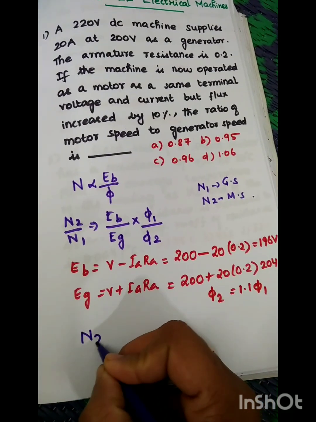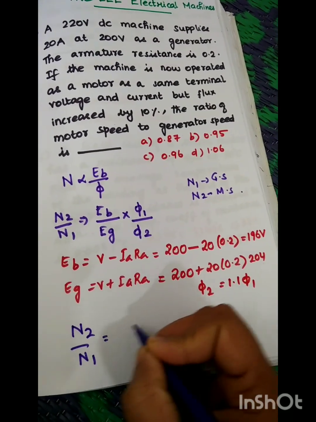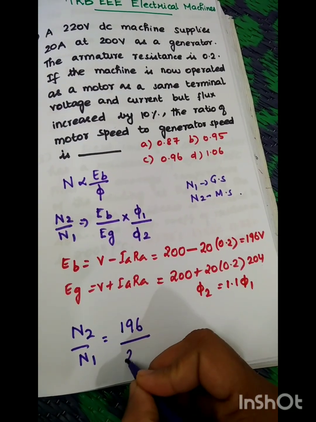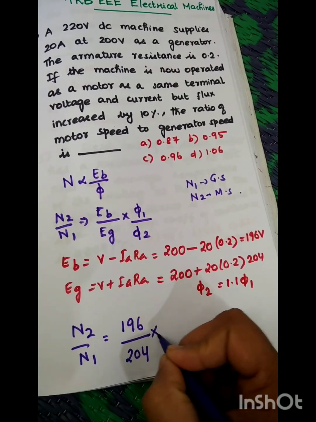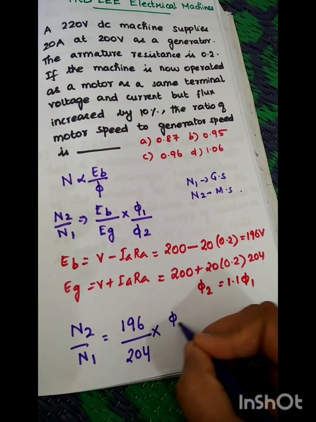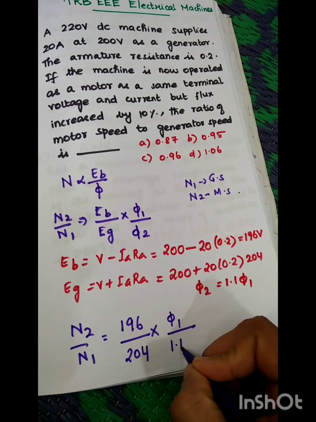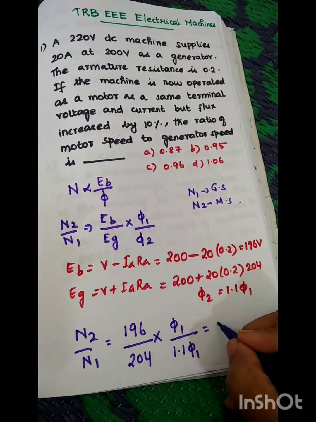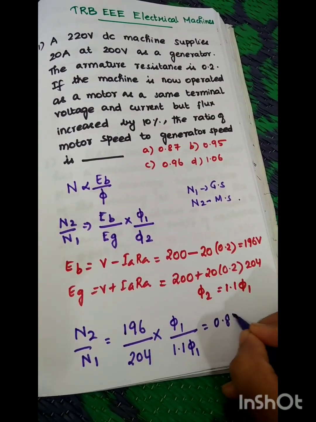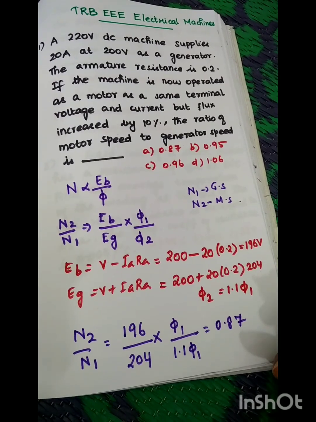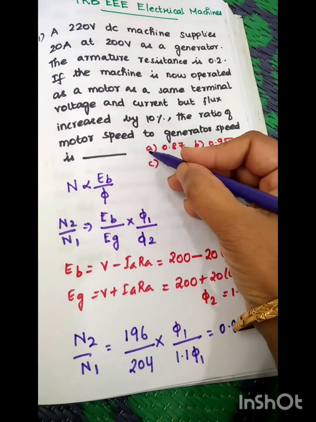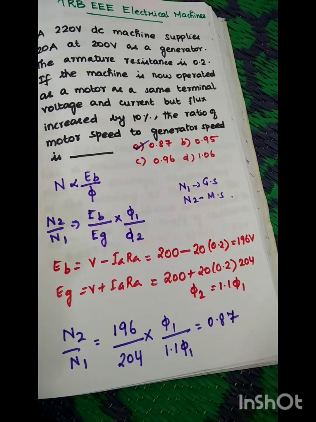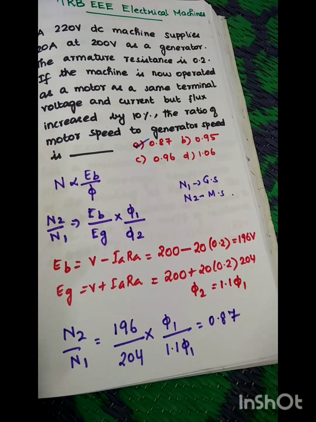What I need is N2 by N1. EB I just found, that is nothing but 196, and EG is 204 into phi1, which is unknown, just keep as it is, and 1.1 into phi1. Just substitute all the things in the formula. You will get the answer as 0.87, the ratio of the motor speed to generator speed. So 0.87 will be the answer for this. Okay, and next question. We can move on to the next question.